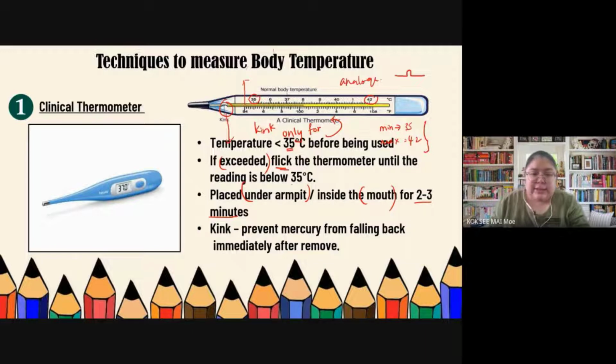Okay, for the kink, this one is a kink. That's why I told you the kink shape is like this. Only the analog clinical thermometer has the kink. Its function is to prevent the mercury from falling back immediately after being lifted. They don't want the mercury to drop, so the curve is like this. When the mercury tries to go back, there is one curved part, so the mercury does not have enough energy to turn and cannot go back. So the kink prevents the mercury from flowing back immediately after removal. Don't let the mercury go back, just block it. This is the function of the kink. The kink only appears in the clinical thermometer. The rest of the thermometers don't have it.